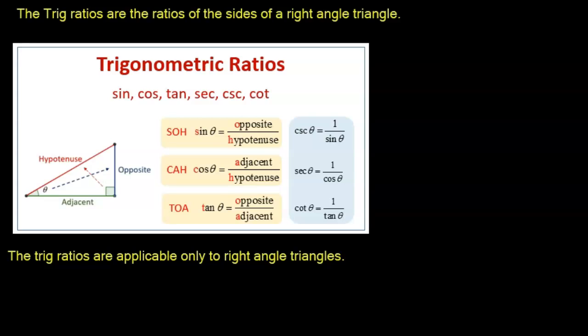So today we'll be focusing on the trig ratios, and these ratios are the ratios of the sides of a right angle triangle. And by the way, very importantly, these ratios only apply to right angle triangles. But before I discuss the ratios, it's very important we know the labeling for the sides of a right angle triangle. So we have what we call opposite, adjacent, and hypotenuse.